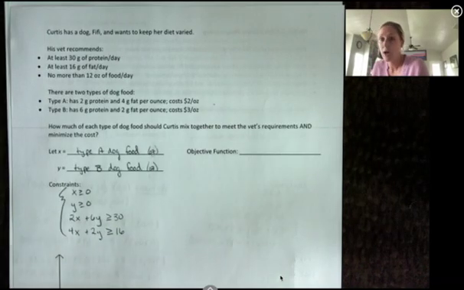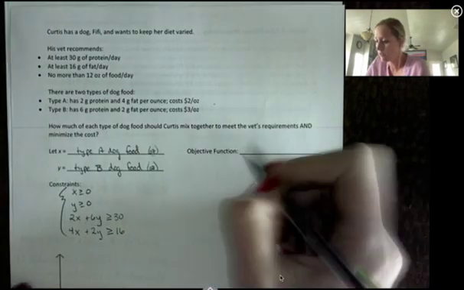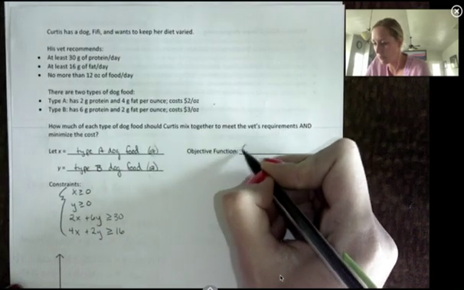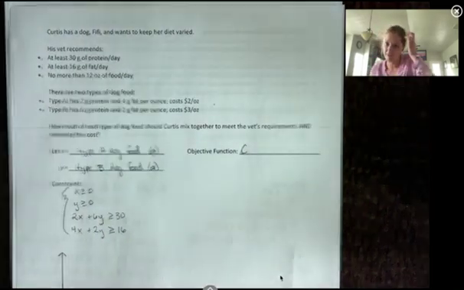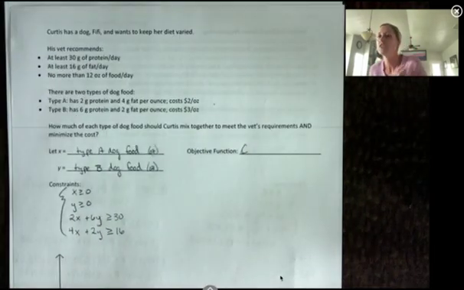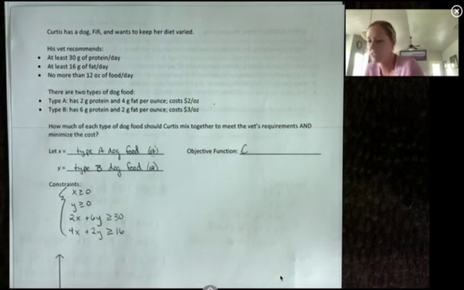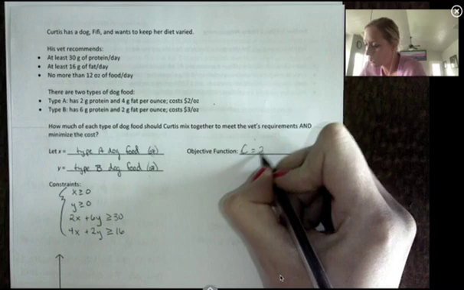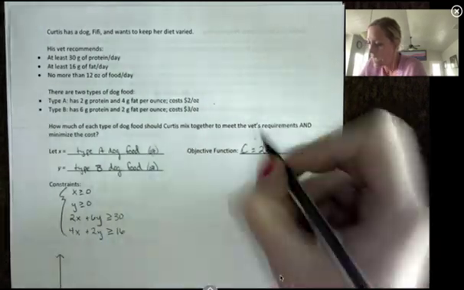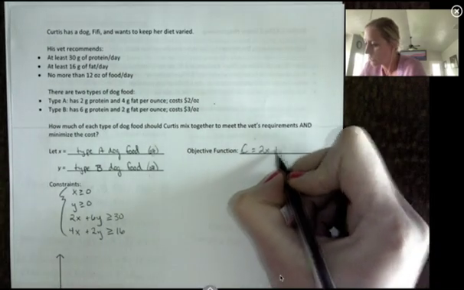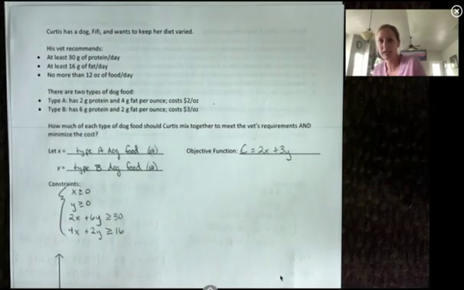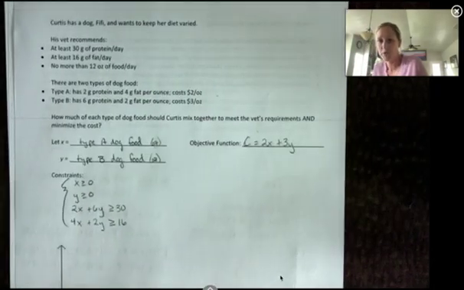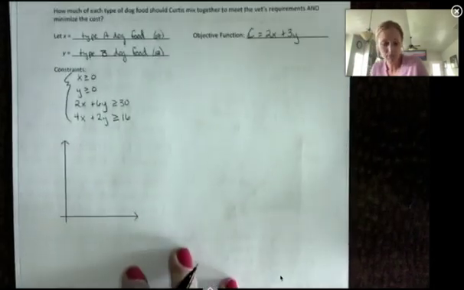Okay. I'm actually going to use C instead of P here for costs, because this one we're not talking about a profit. We're trying to minimize the amount of money spent on dog food. So the cost, I'm going to use C. So for type A, it's $2 per ounce. And for type B, it is $3 per ounce. So that is our objective function here. Okay, so start by graphing.